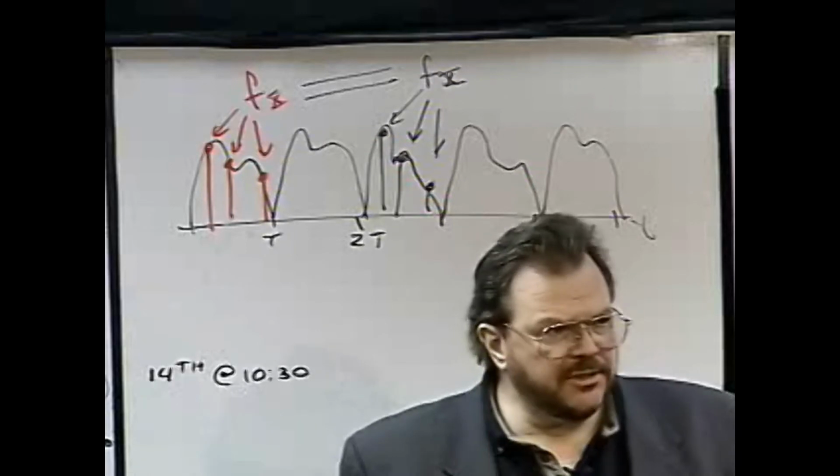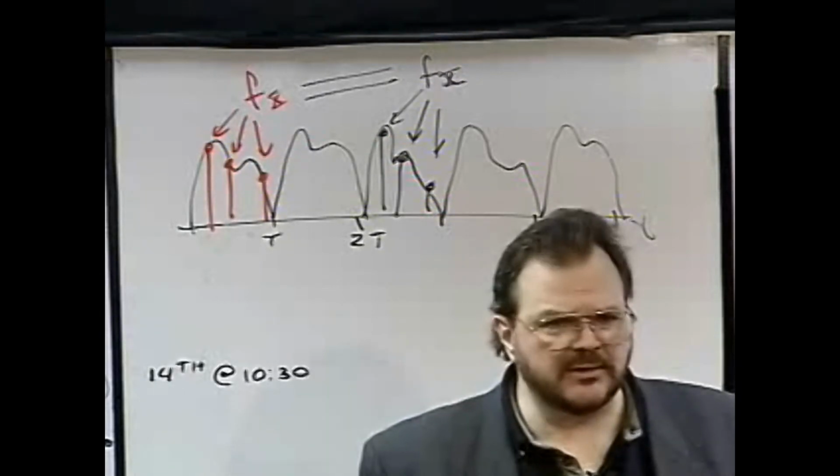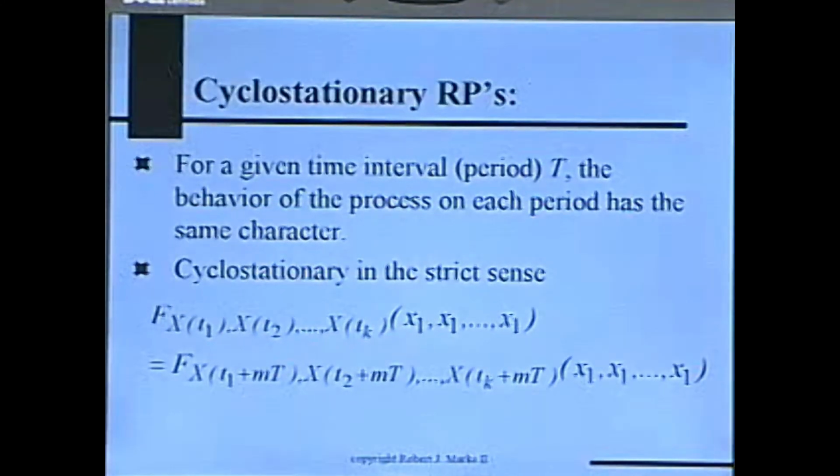Strict sense stationary stochastic processes and cyclostationary stochastic processes. One is a subset of the other. Which one do you think it is? Strict is a subset of cyclo.